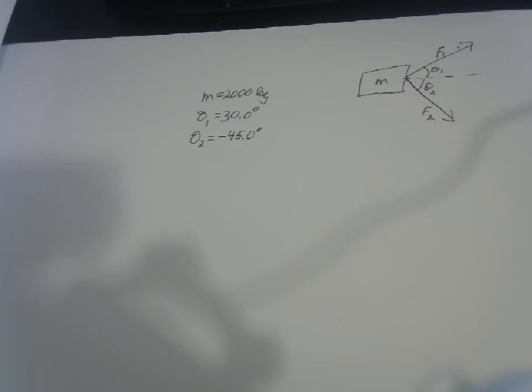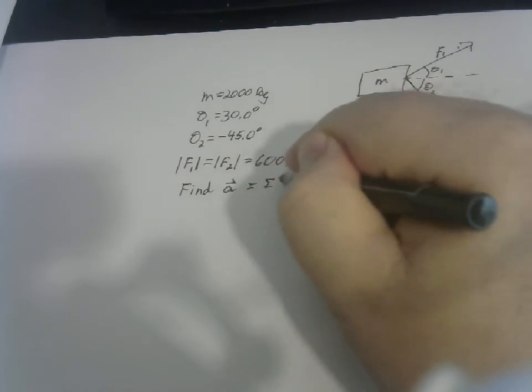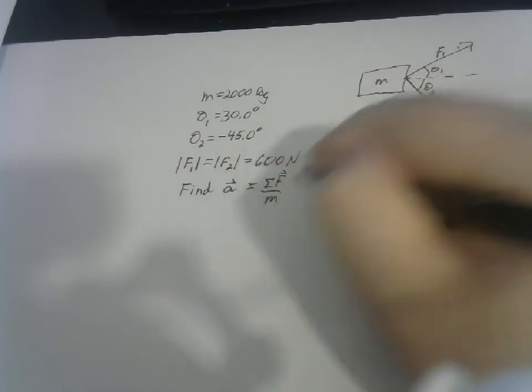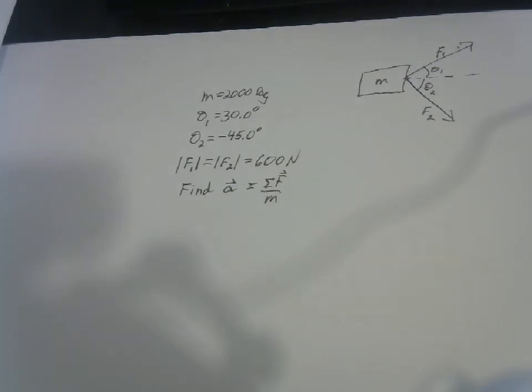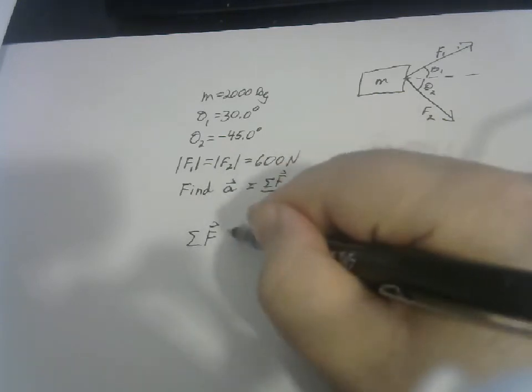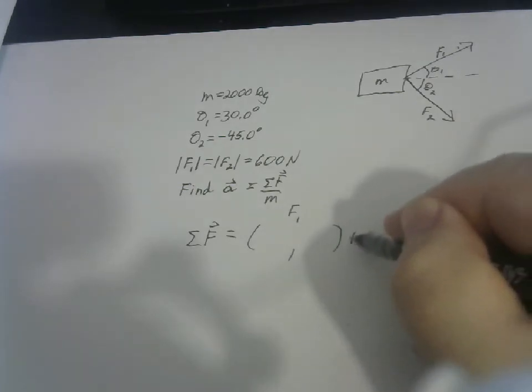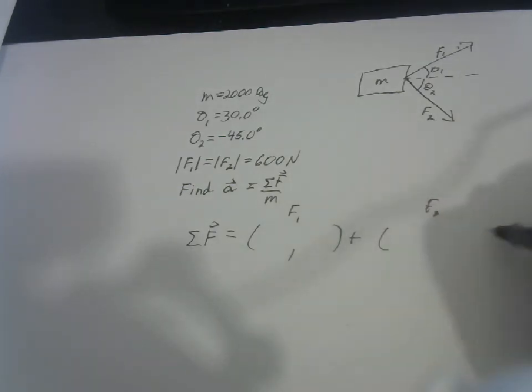Find the initial acceleration of the barge starting at rest if each horse exerts a magnitude of 600 newtons on the barge. We want to ignore forces of resistance on the barge. So our objective here is to find the acceleration, which is the net force divided by the mass. So the net force is going to be equal to, let's call it force 1 plus force 2.